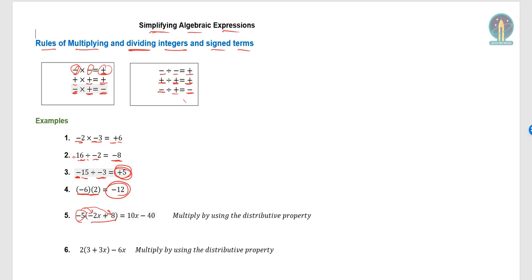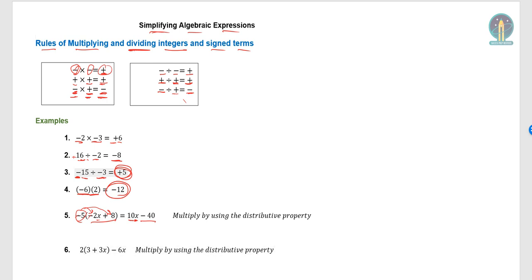Minus 5 times minus 2x, right? So 5 times 2 is 10. And then minus times minus, they cancel out, or I should say they become plus. And then the x just becomes x, right? Because there's nothing else for it. So minus 5 times minus 2x is 10x, positive 10x. Minus 5 times plus 8. So 5 times 8 is 40, and then minus times plus. Again, up here, minus times plus is minus, or negative. So negative 40. So minus 5, and then parentheses, minus 2x plus 8 is equal to 10x minus 40.